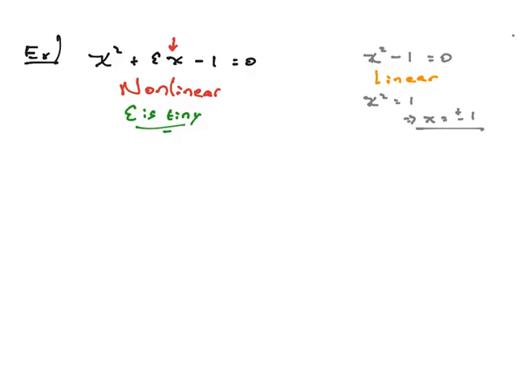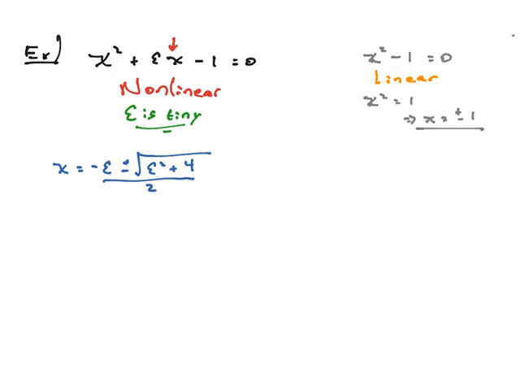Now, before I do that, just so that we'll have something to compare the answer to later, I actually do know how to solve this black equation. We all do. We're just going to use the quadratic formula here. So let's just go ahead and do that. Quadratic formula says x is going to be equal to minus b, which is minus epsilon, plus or minus the square root of b squared minus 4ac, all over 2a.